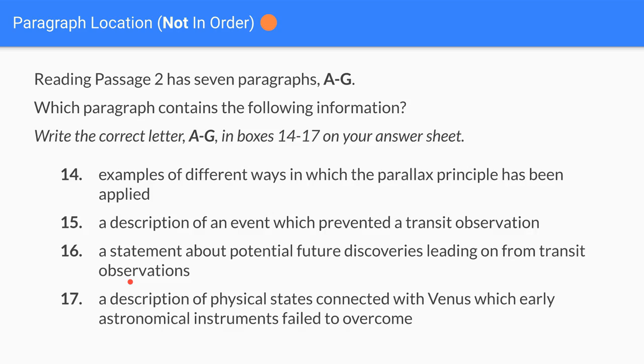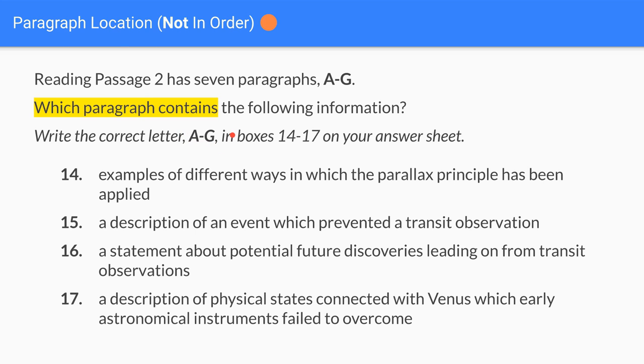And our final question type is the paragraph location question, another one that you should also save for last because it's not in order and also difficult. The way to identify this question is to look out for this part. The question asks you which paragraph contains the following information. So you have to locate which paragraph you're going to find the answer in. Okay, paragraph location. You have to locate the correct paragraph.